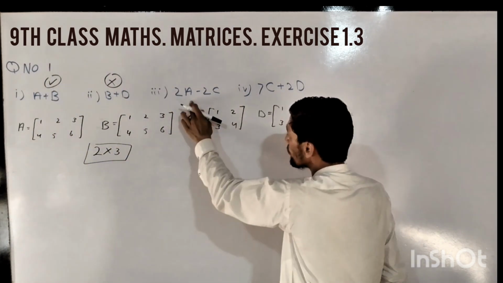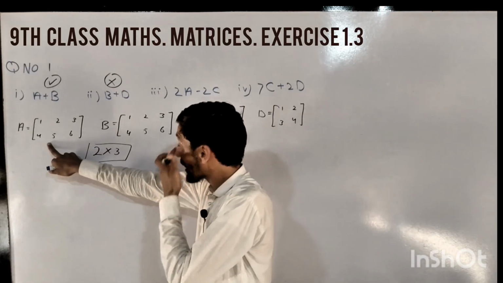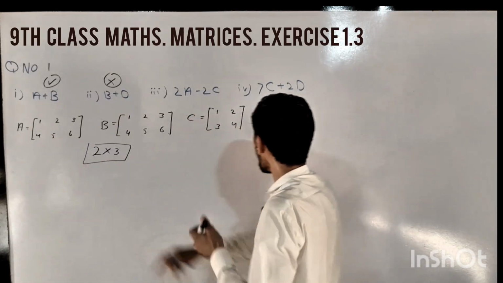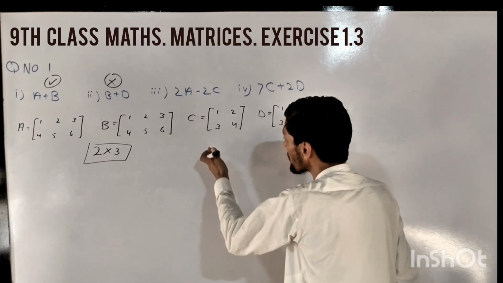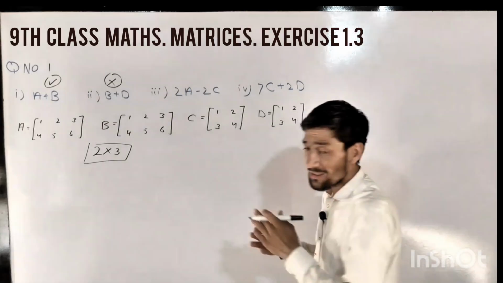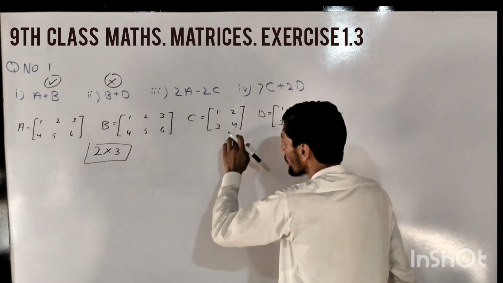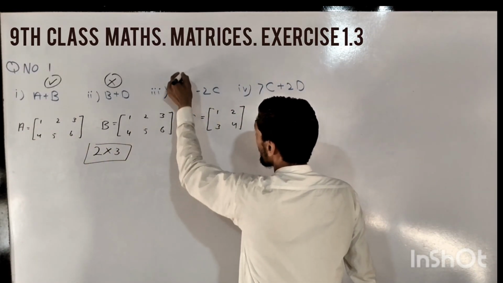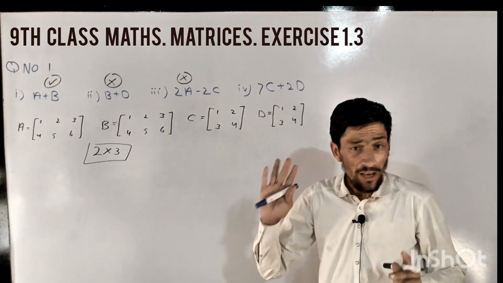The third one is 2A minus 2C. So if I multiply 2 with A and subtract 2C, meaning subtract the matrix C, it is not defined because this is 2 by 3 and this is 2 by 2. So we cannot subtract matrix C from matrix A.